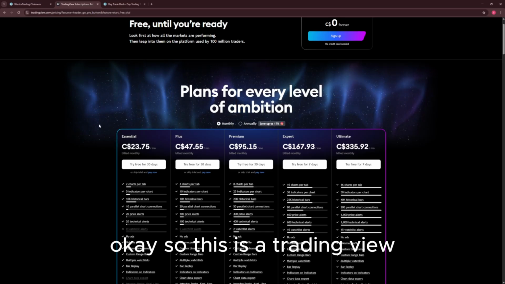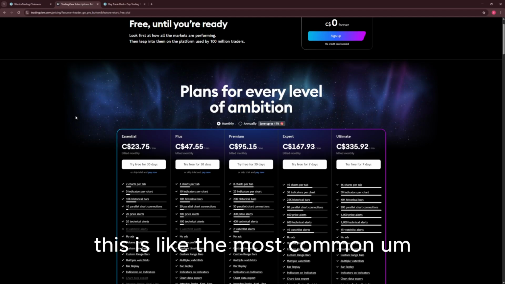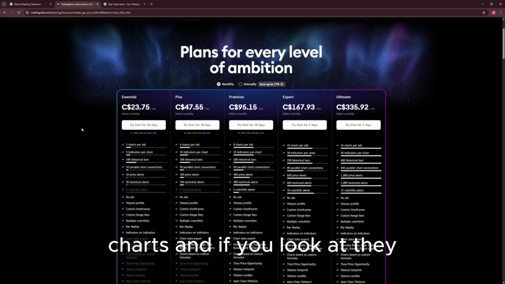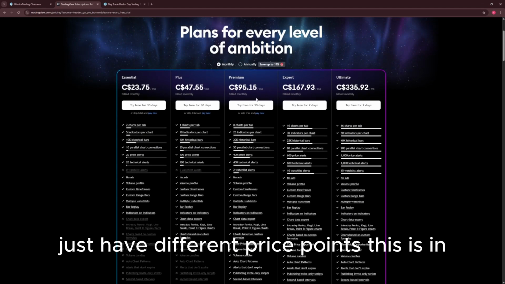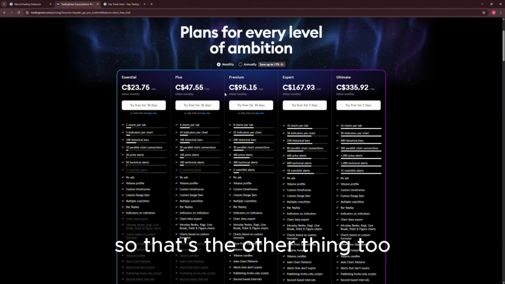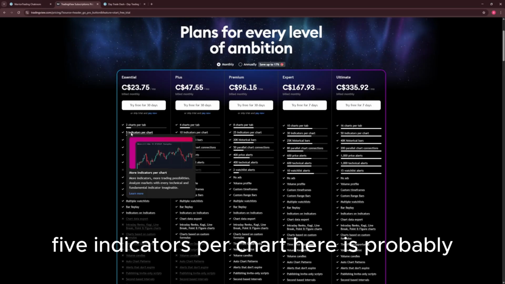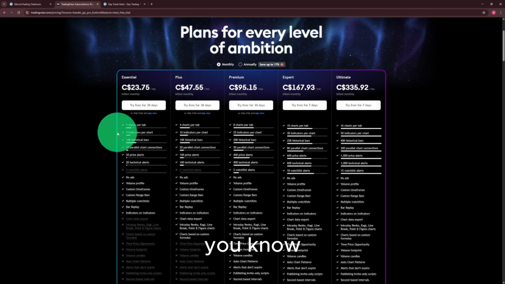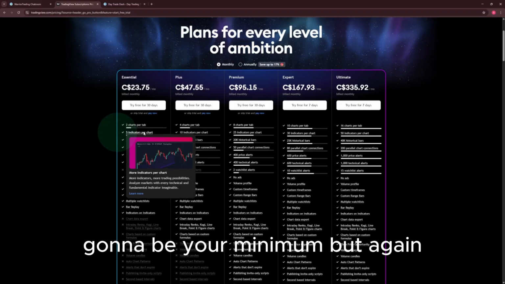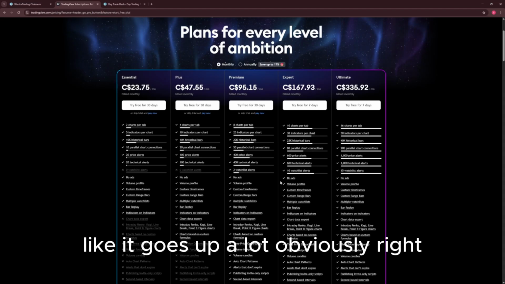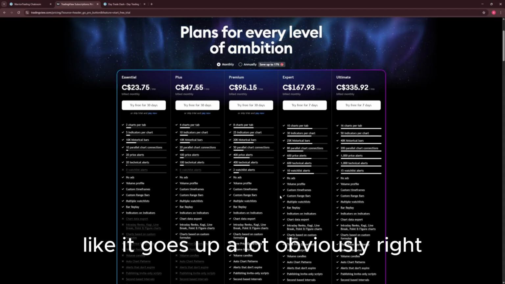Okay, so this is TradingView. I think it's the most common charts. If you look at it, they have different price points. I don't know if this is American, since I'm in Canada, but it's about 5 indicators per chart here, which is probably going to be your minimum. But again, it depends on your strategy and what you need. It goes up a lot, obviously, right?